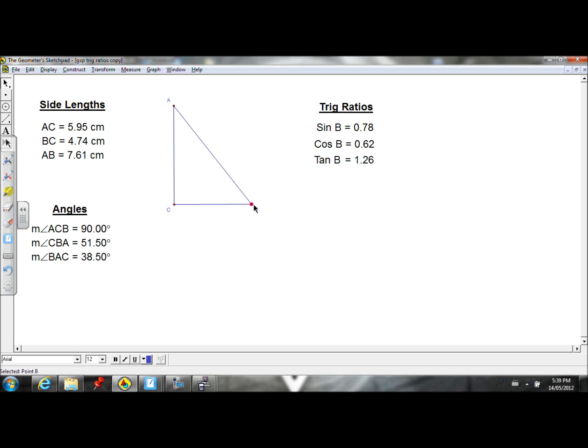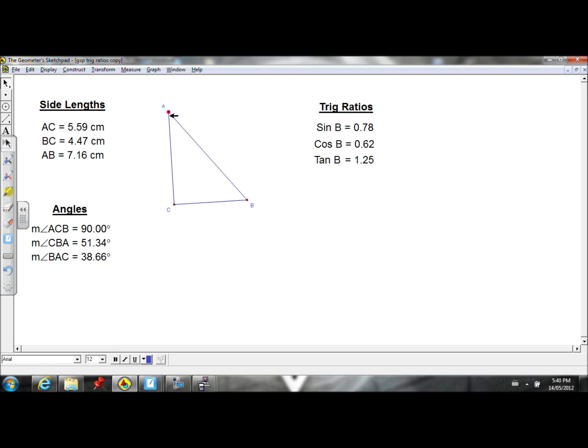You'll see if I change the angle, these angles start to change, and the sine, cosine, and tan ratios also change. So if the angle changes, the trig ratios also start to change. But if I only change the size of this triangle and don't affect the angles, I'm just affecting the size. See, the angles are staying the same, and the trig ratios also stay the same.